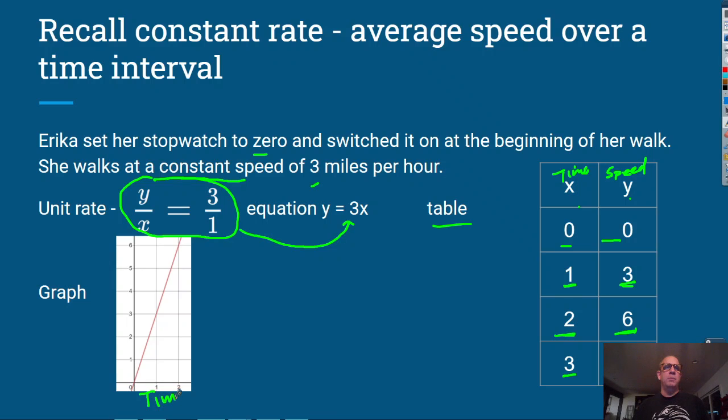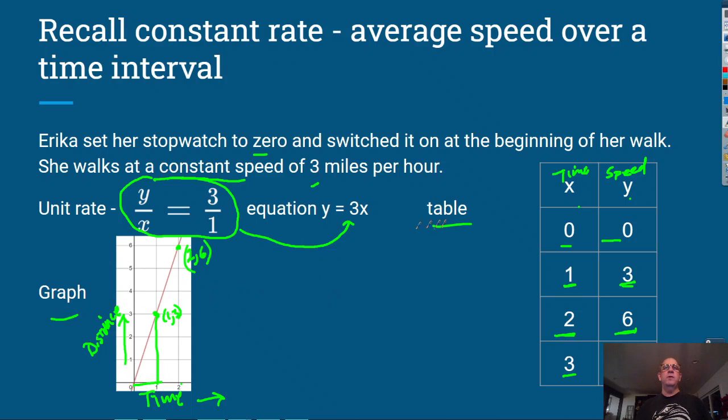And that goes in our graph too here. So time is on our x-axis. So time goes across to the right. And distance is the y-axis. So distance is y. So after 1 hour, she goes 3 miles. So 1, 3. After 2 hours, she'll go 6 miles. So 2, 6.